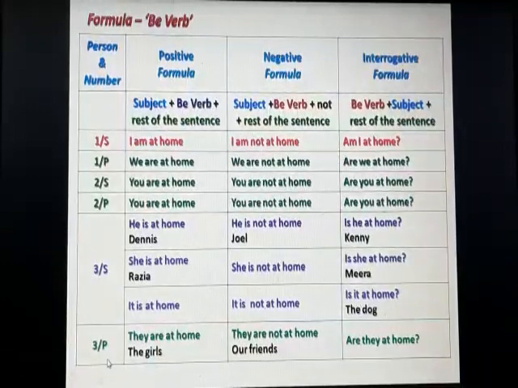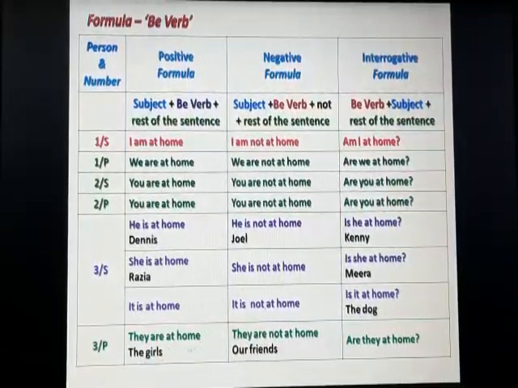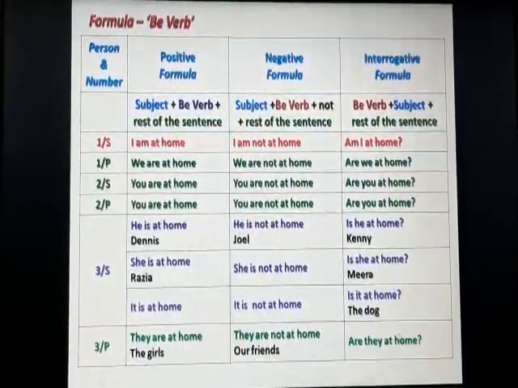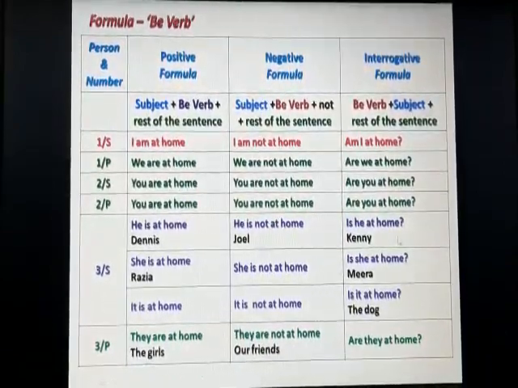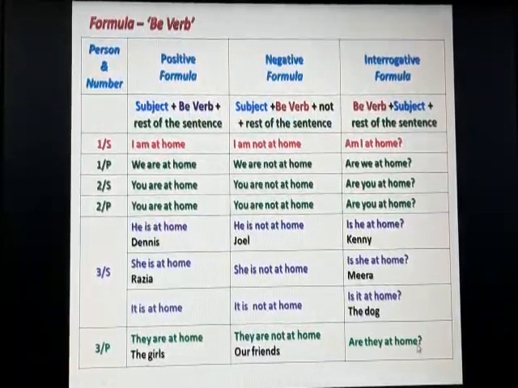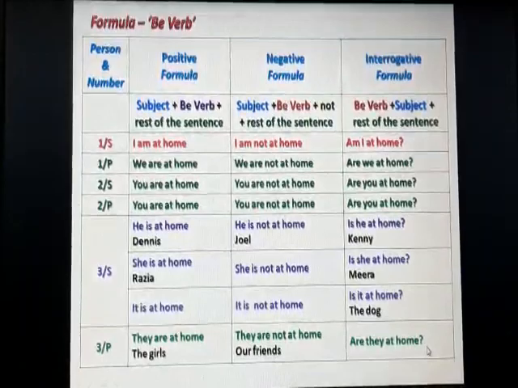In the third person plural, they are at home, or the girls are at home. They are not at home. Negative. Are they at home? Is the interrogative. Remember, for the interrogative, it has to end with the question mark. I shall continue in the next class, children.